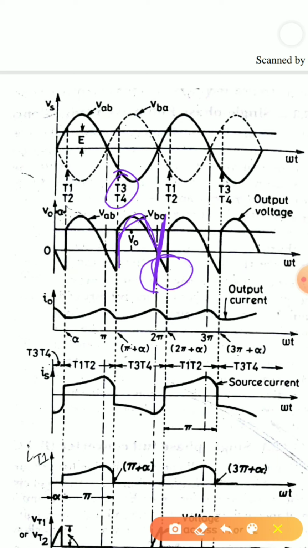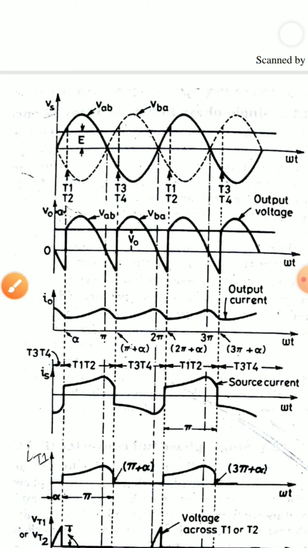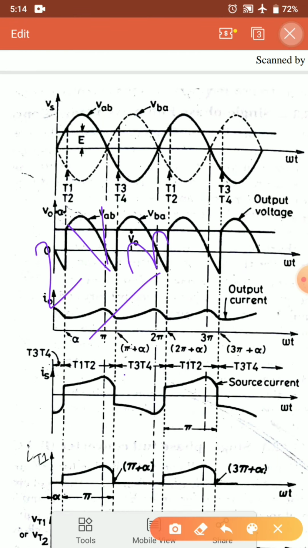Now here, to find out V naught, what I have to do is integrate over a period alpha to pi plus alpha, because if I am considering this half cycle, my thyristor is conducting from alpha to pi plus alpha. So pi plus alpha, Vs sin omega t d omega t. When I am integrating that, I will get a value of 2 Vm by pi cos alpha.